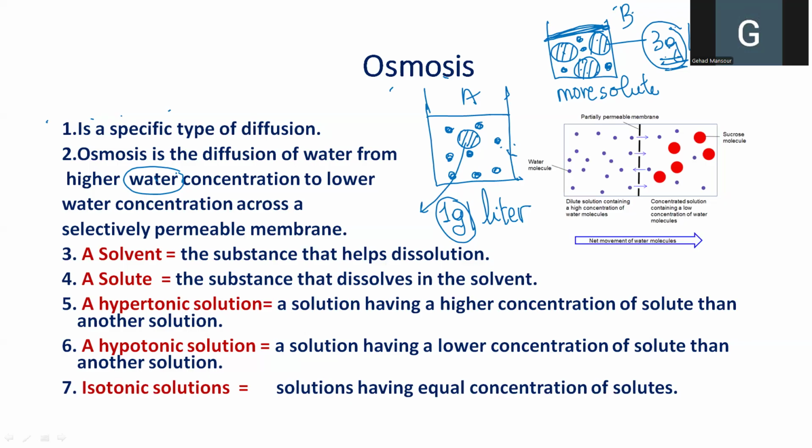A hypotonic solution, again, hypo means lower. So it is lower than another solution. So it has a lower concentration of solute. So solution A in that diagram is hypotonic, or has a lower solute concentration than solution B. If both solutions have the same concentration, like the same mass of solute per unit volume, then in such a case, we say that the two solutions are isotonic.